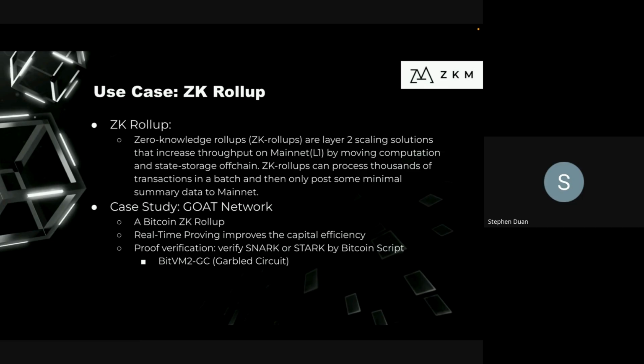Actually, at the beginning, the script size is about 7 gigabytes, but after 2 years of optimizations, the size is less than 1 gigabyte right now, but it's still too large. So another technology is the gap socket. The gap socket basically can reduce the script size to less than 100 kilobytes.